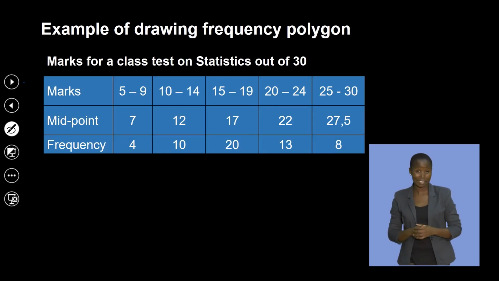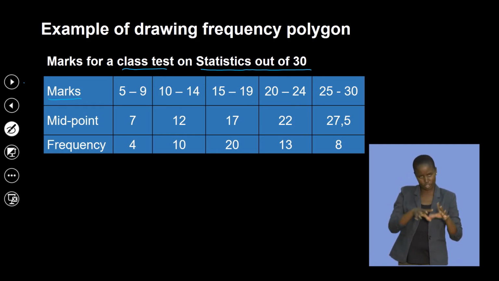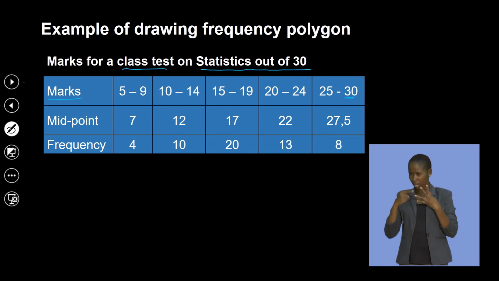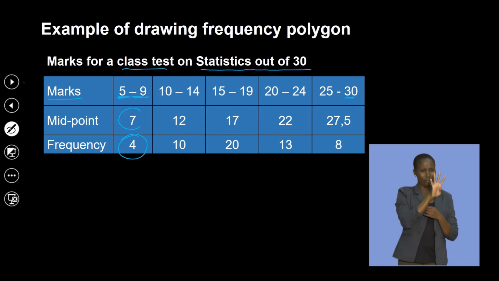Let's look at an example. Marks for a class test on statistics out of 30. So these are the marks, okay? We group them: students who wrote a test, and they got marks out of 30. Are we together? We can see there's someone who got 30 out of 30. How many learners got between 5 and 9?